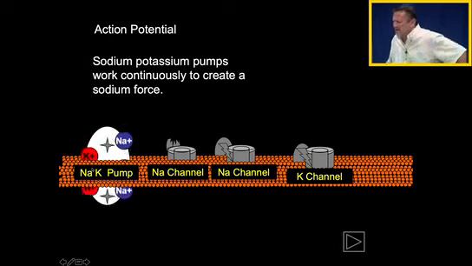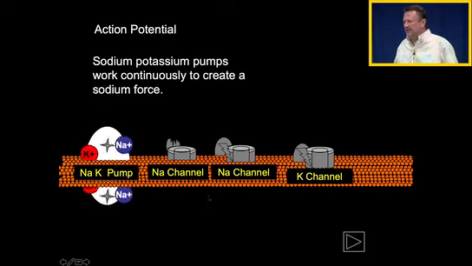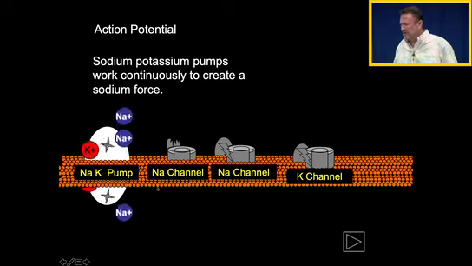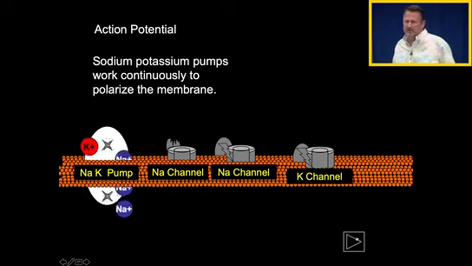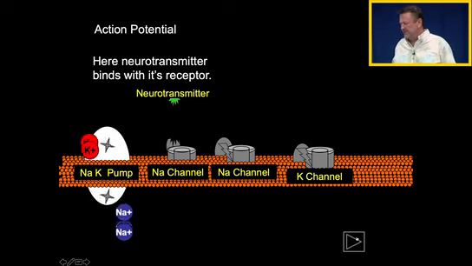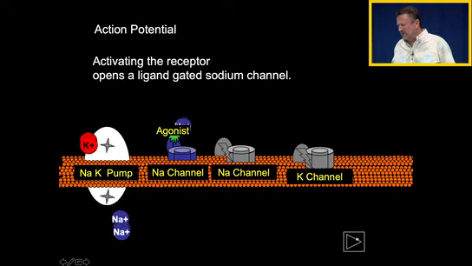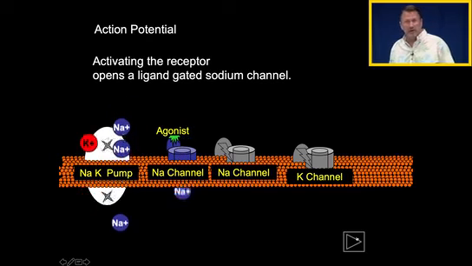Here's my sodium-potassium pump, and it's pumping sodium out of the cell and potassium into the cell, creating this battery across the membrane. It's creating this polarized electrical signal, an electromotive force across the membrane. So it polarizes the membrane. That means the voltage on one side is different than the voltage on the other side. All right, so there's my neurotransmitter, and it has signaled a sodium channel to open. We'll call it a slow channel.